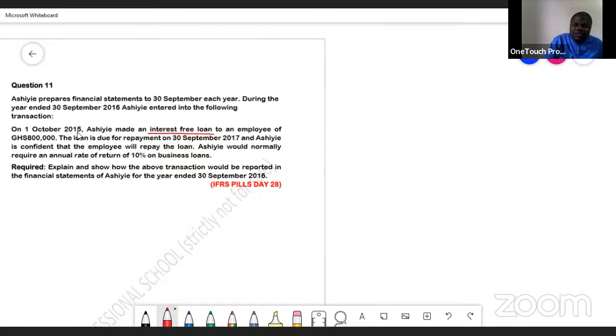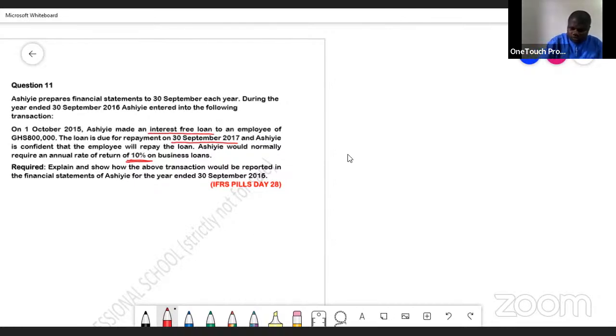ICA would normally require an annual rate of interest of 10% on such loans. So we are going to use this 10% to discount that 800,000. It is paid on 30th September 2017. So that's for how many years? For 2 years. Explain and show how the above transaction would be reported in the financial statements.